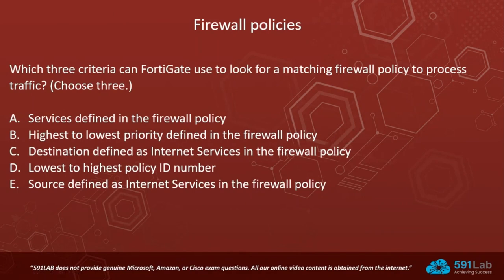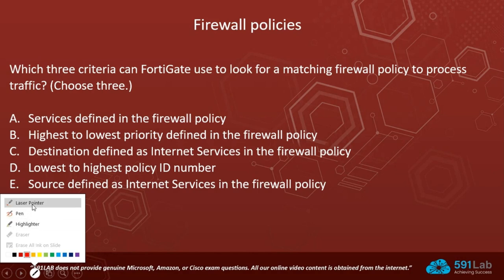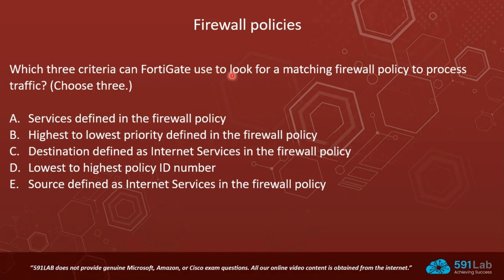Okay, let's go to our next question. Which three criteria can FortiGate use to look up a matching firewall policy to process traffic? Choose 3. So you have to select 3 answers. Answer A, services defined in the firewall policy. Answer B, highest to lowest priority defined in the firewall policy. Answer C, destination defined as the internet service in the firewall policy. Answer D, lowest to highest policy ID number. Answer E, source defined as internet service in the firewall policy.